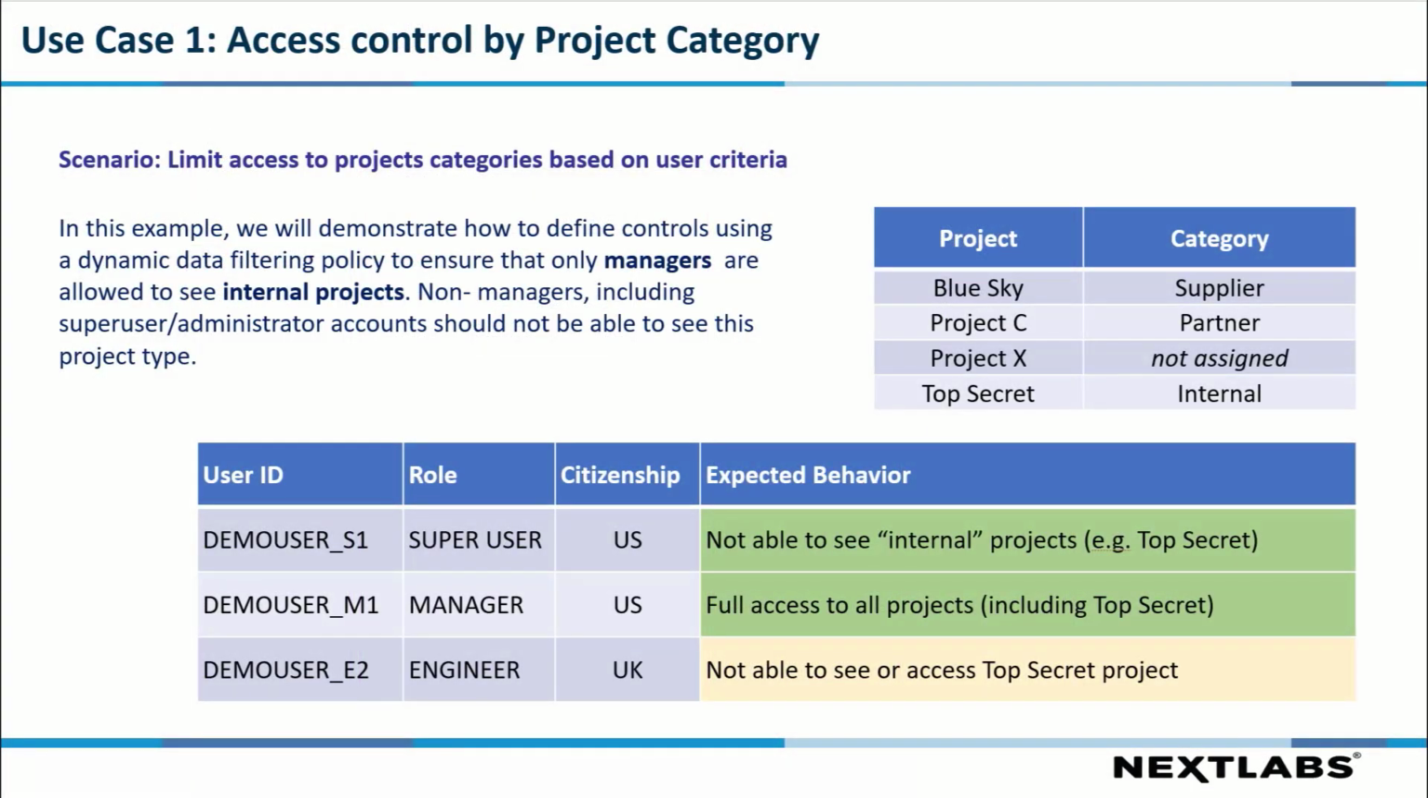For our first use case, we want to limit the access of certain users to projects based on its categories. In this example, we will demonstrate how to define controls to ensure that only managers are allowed to see internal projects. Non-managers, including super user or administrator accounts, should not be able to see these project types.